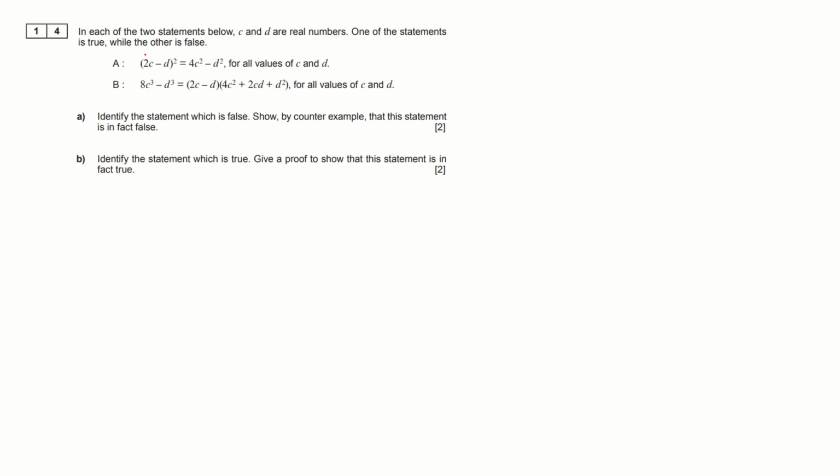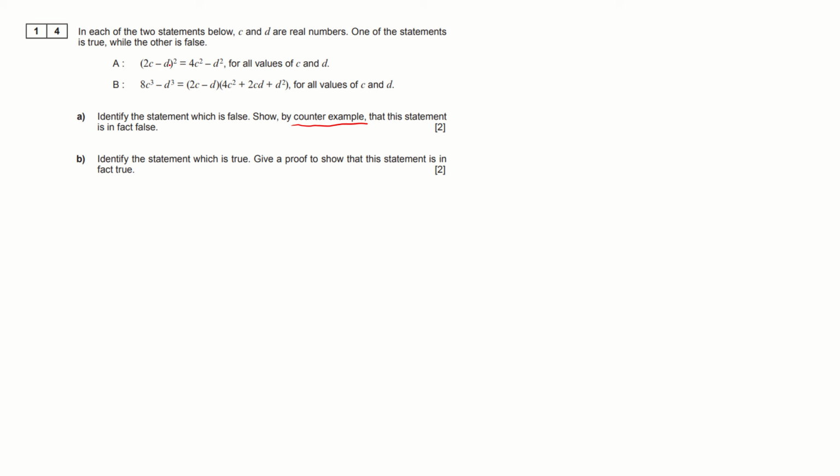So it says in each of the two statements below, c and d are real numbers. Obviously, we don't know what they are. They could be anything. One of those statements is true. The other one is false. And they give these two statements here. A, identify the statement which is false. It actually tells you how to do it in the question: show by counterexample that this statement is false. So we have to pick the one that is false and prove it by picking a counterexample, or in other words, picking some values of c and d that prove it to be wrong.